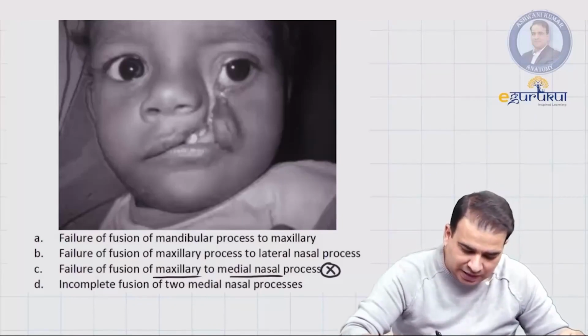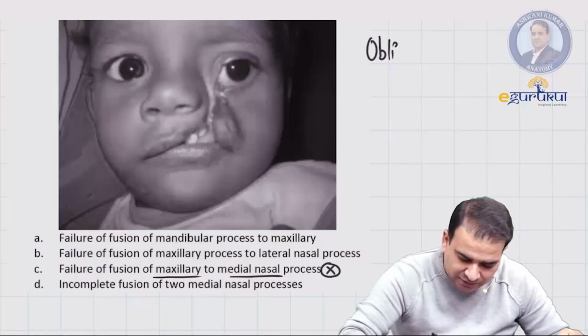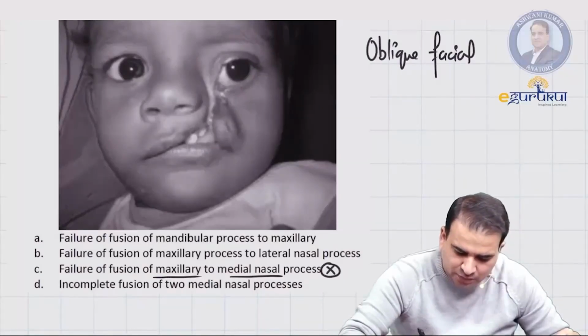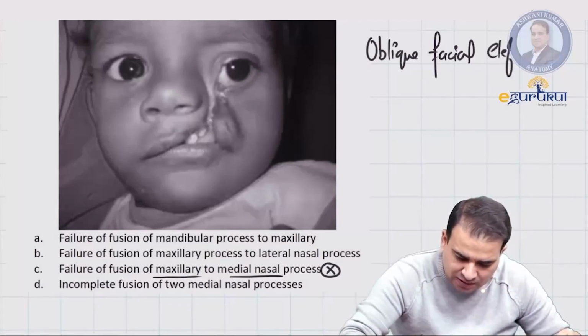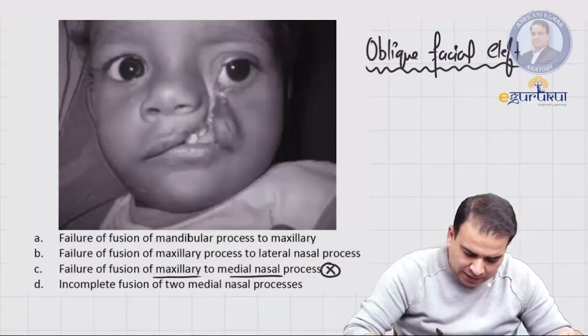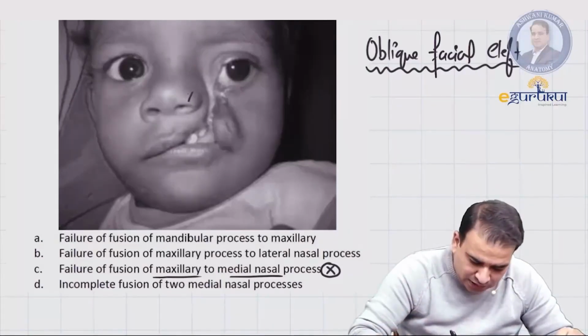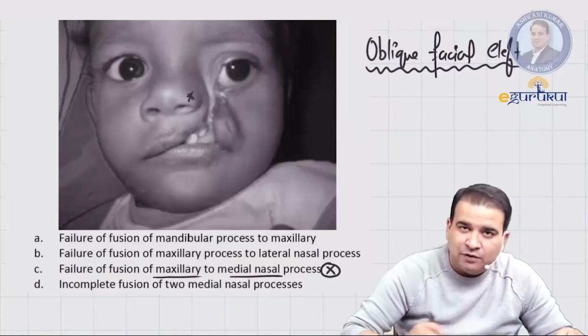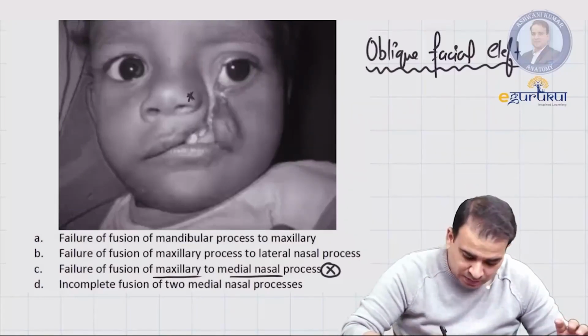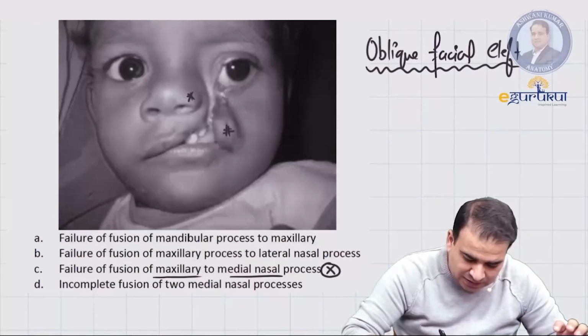The condition is actually called the oblique facial cleft. You can write that in your notes. You will get this image in your soft copies. That is oblique facial cleft. And what you see in the oblique facial cleft, guys, is because of the ala of the nose. We already said this is the ala of the nose, right? We already know that the ala of the nose is derived from what? Lateral nasal process. And this here, that is the maxillary process.